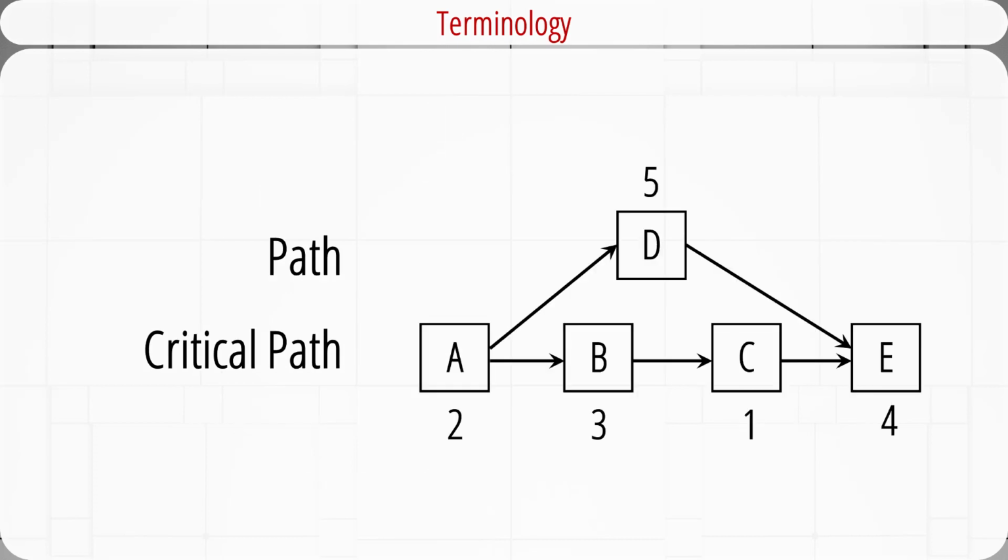A path is a sequence of connected and dependent activities. For example, ABC is a path. BCE is a path. ADE is a path.